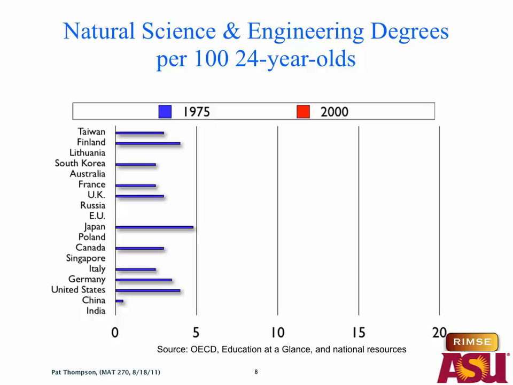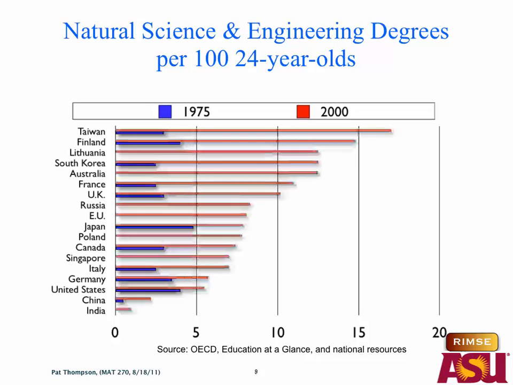So in 1975, here were the natural science and engineering degrees for 24-year-olds. How's the U.S. doing here? If we think that's a valuable thing, to have lots of people in engineering and science, right? How are we doing in 1975? Pretty decent. How are we doing in 2000? Okay? Towards the bottom, right? So what's happening?